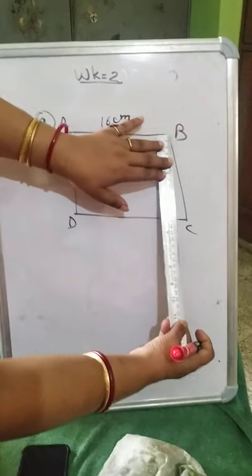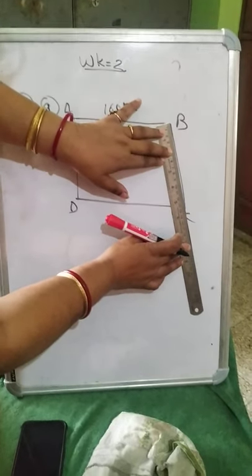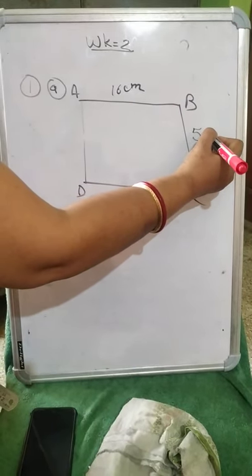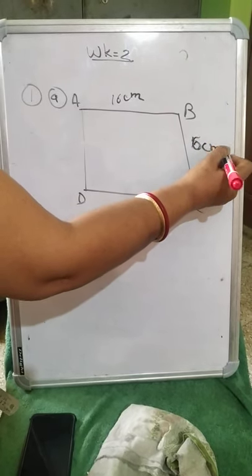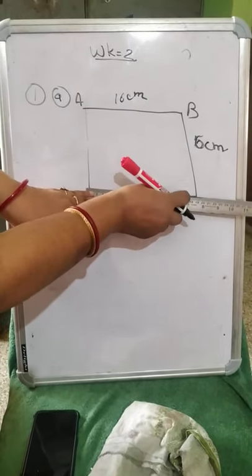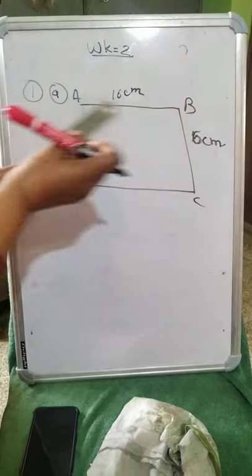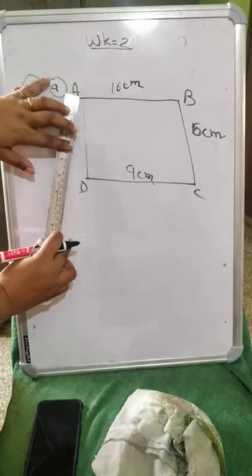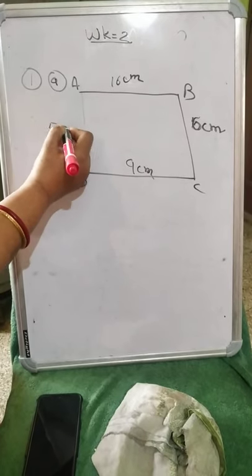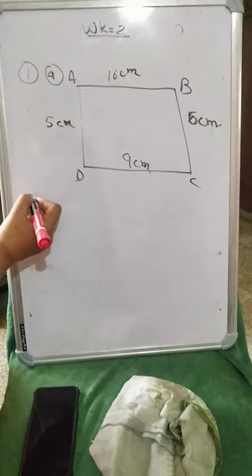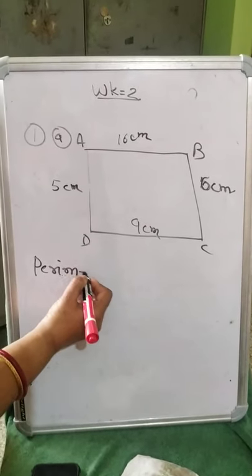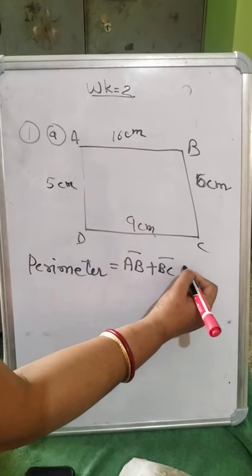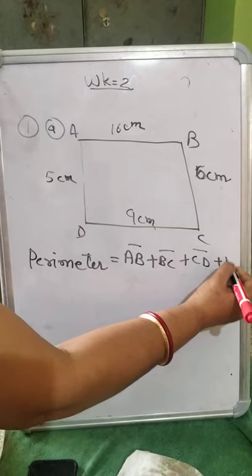Now we take this one, it is 6 centimeters. Now it is 9 centimeters and it is 5 centimeters. So what will be the perimeter? As we know, perimeter is the length of the boundary, that is equal to line segment AB plus BC plus CD plus DA.